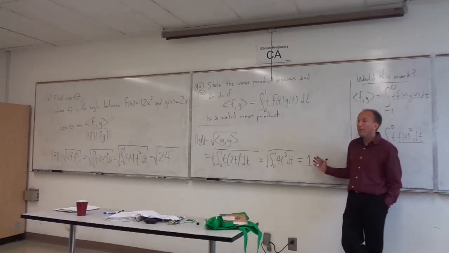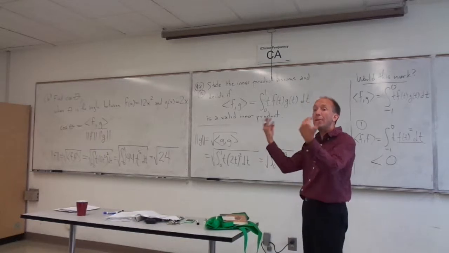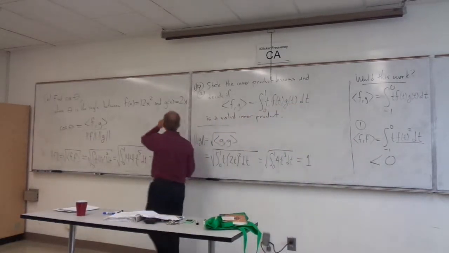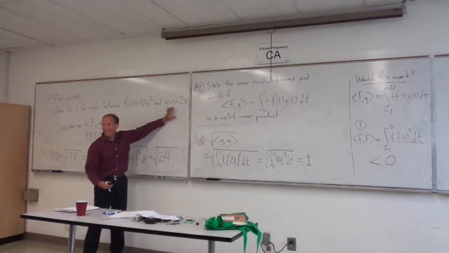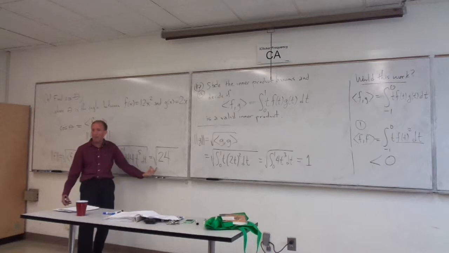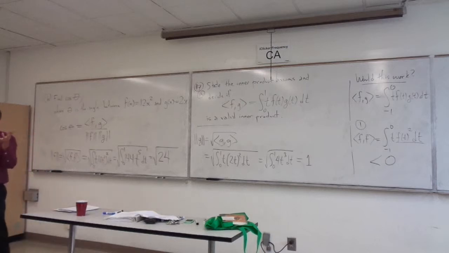A unit vector. And in fact, if it's a unit vector, then if I'm normalizing, remember you can take vectors and normalize them by dividing by their norms. So for example, g is already a unit vector. I could make f into a unit vector by simply dividing it by the square root of 24. We're not asked to do that right now on this problem, but that's something that you can do. You can normalize your vectors.